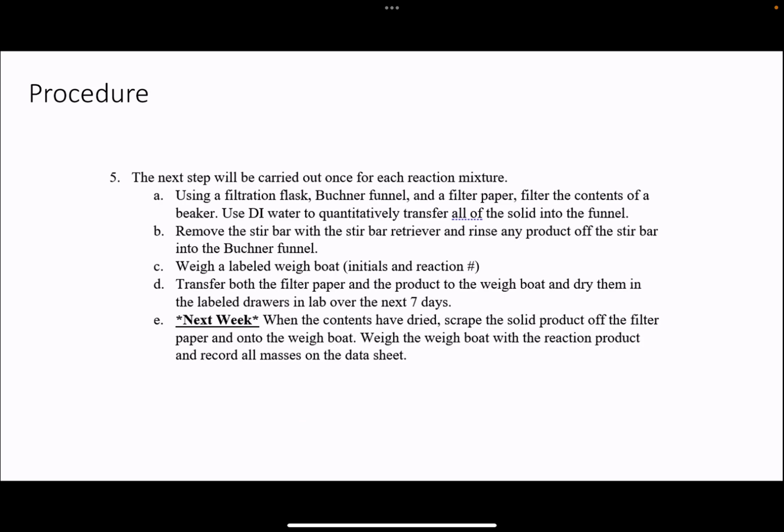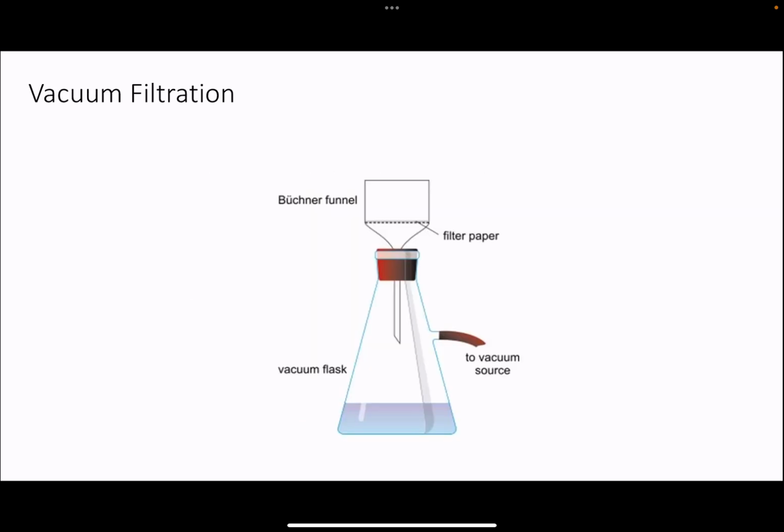So the next step that you're going to have is that of filtering the solids, because you will have certain reactions that precipitate out a solid. And so what you want to do is use a Buchner funnel. And you'll likely use this a lot in organic chemistry, so maybe this is a good introduction if you haven't worked with one before.